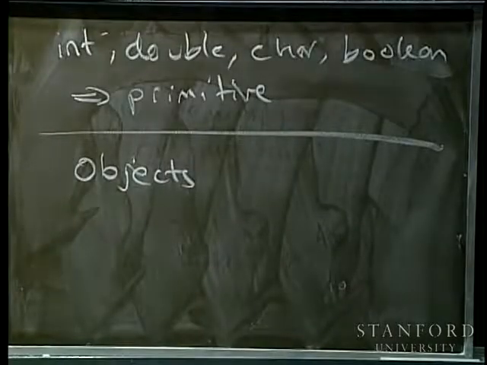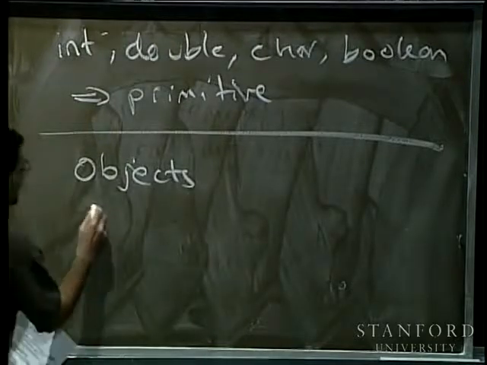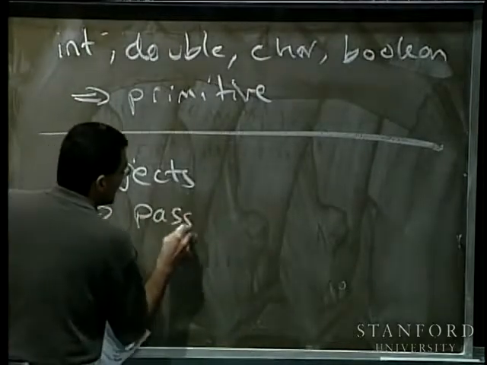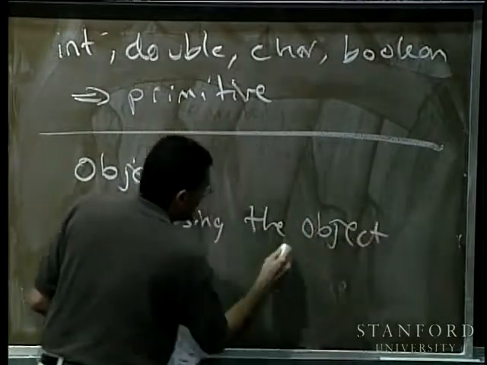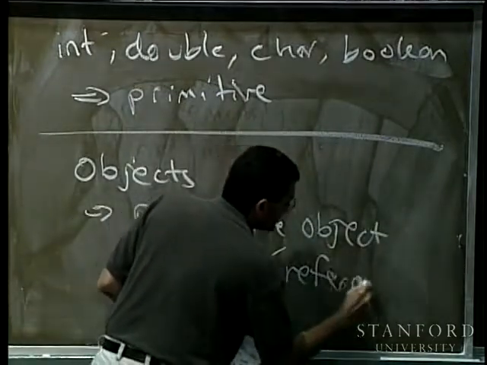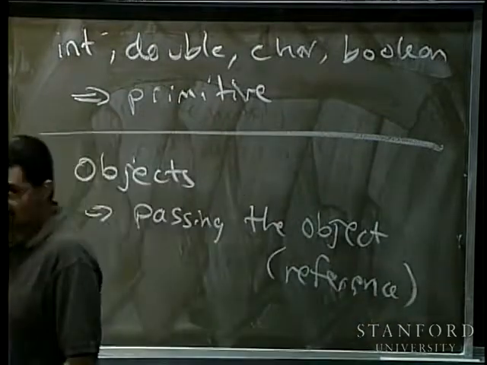And so when you make a method call where you pass some object along, what you are actually doing is you are passing the object, or actually what we refer to is the object reference. What does that actually mean?